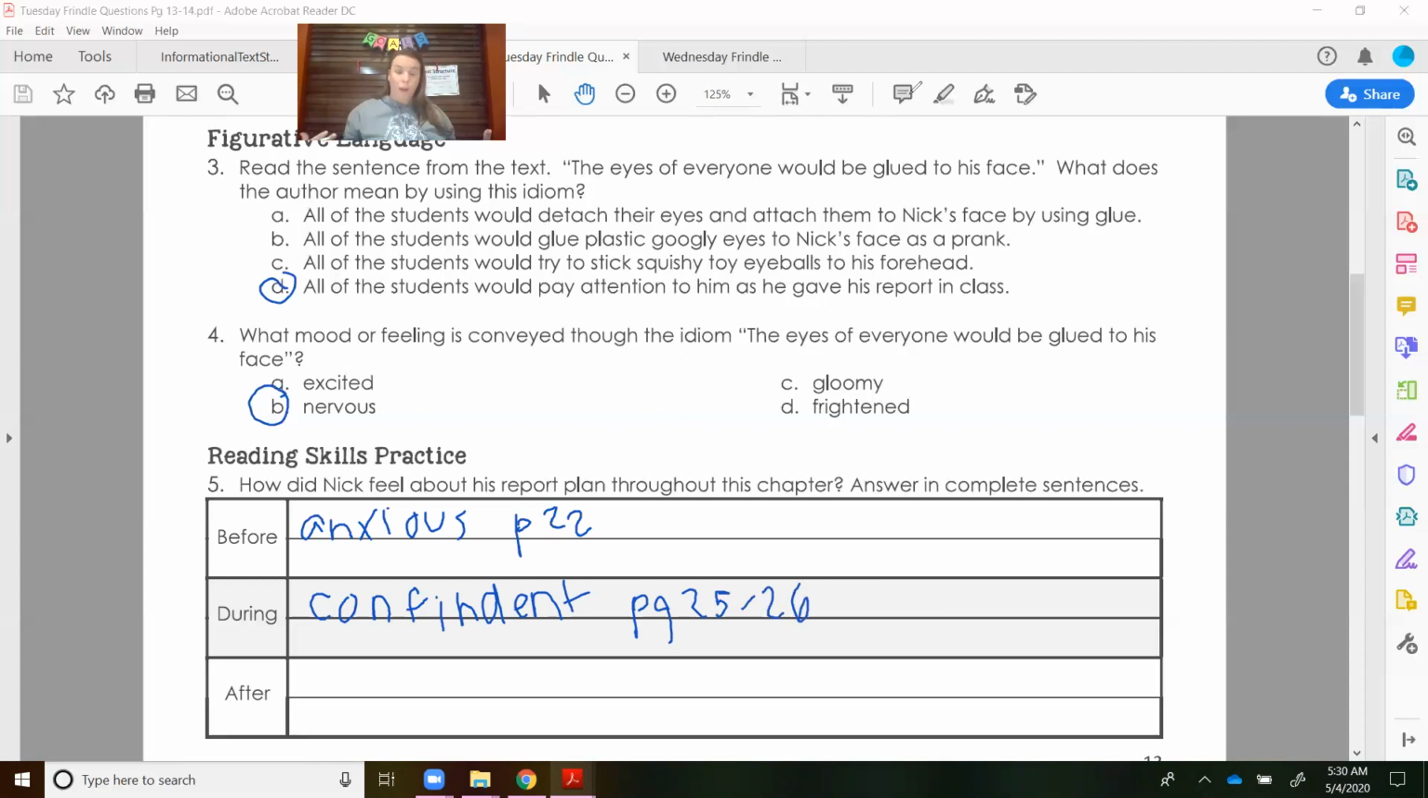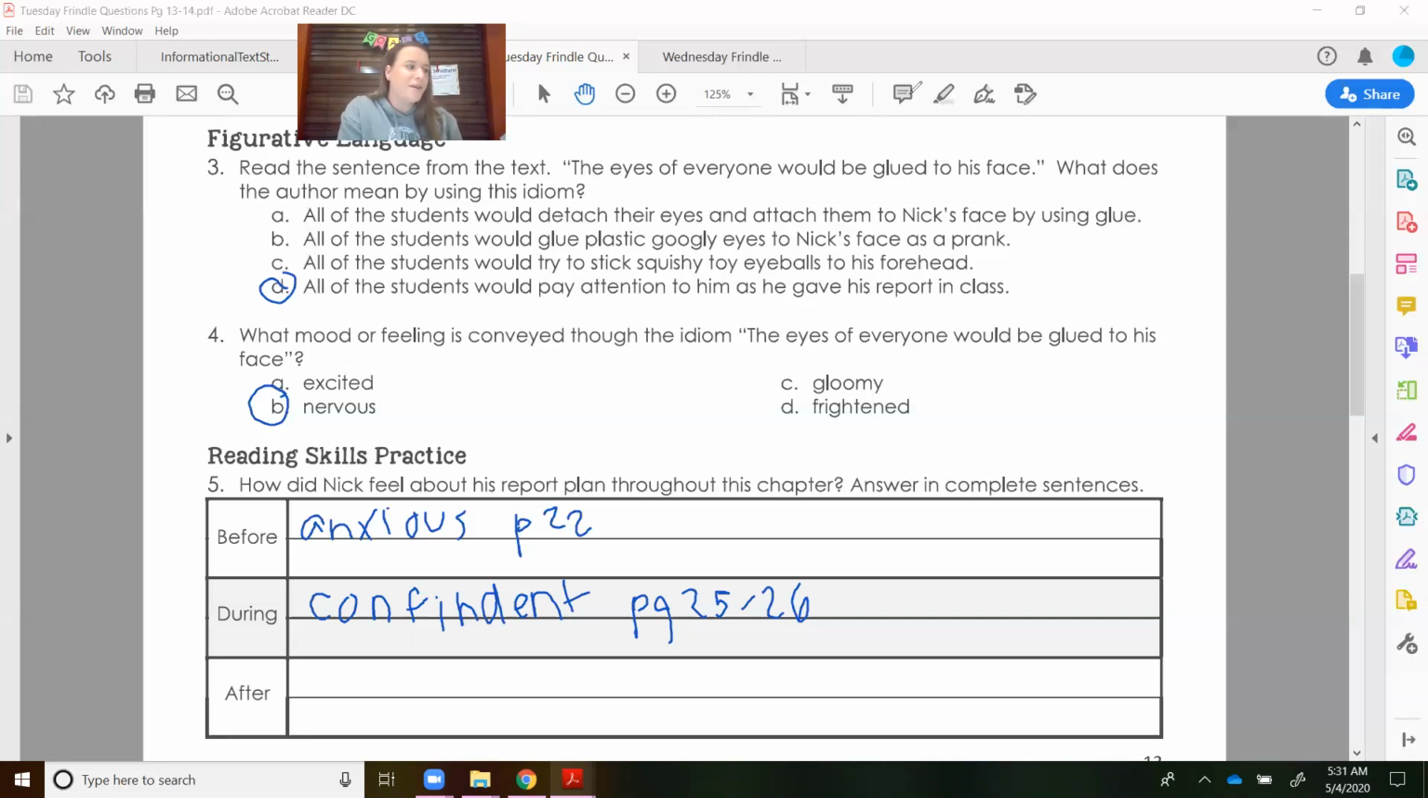He felt calm. Now, after his report, his teacher, Miss Granger, realized, okay, this is going on too long, and caught on to what he was doing. Caught on that he took up the whole class time except for the last 10 minutes of class. So she was like, okay, so I'm going to stop you right here. And on page 29, the second to the last page, she stops him.